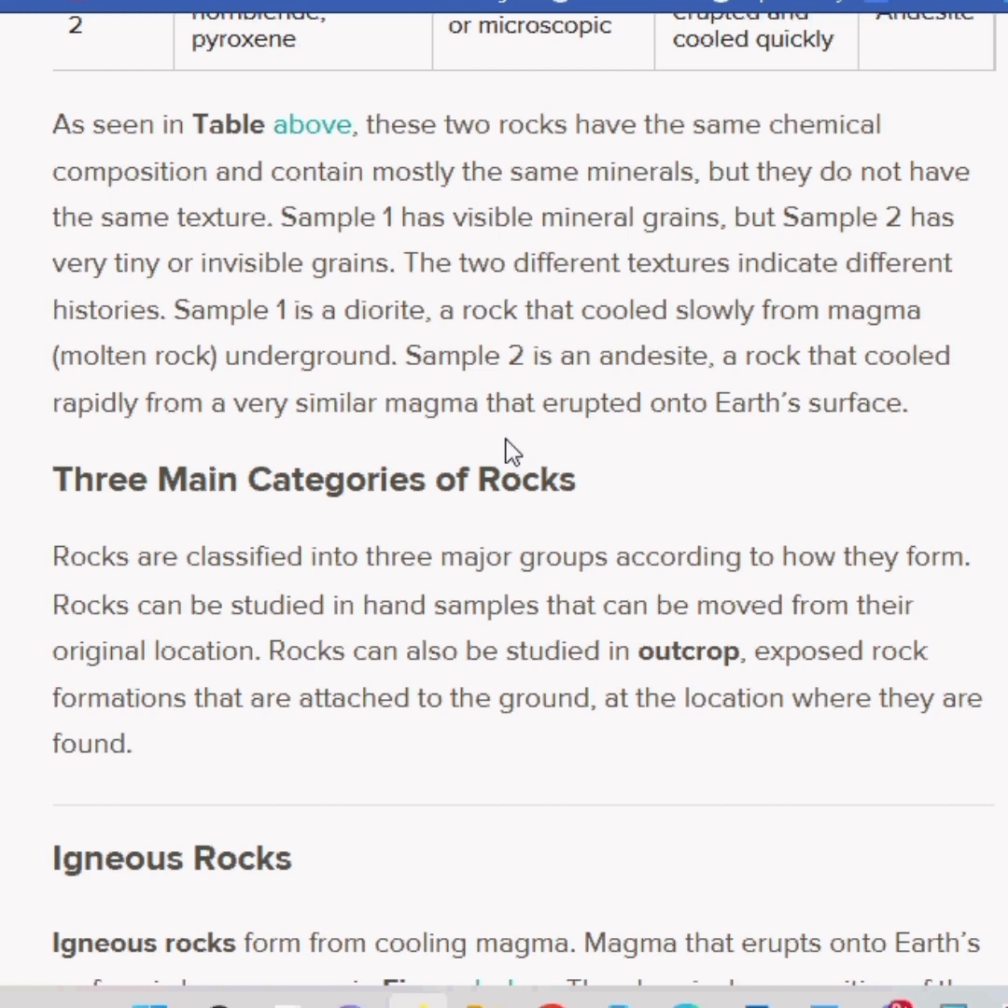The two different textures indicate different histories. Sample 1 is a diorite, a rock that cooled slowly from magma or molten rock underground. Sample 2 is an andesite, a rock that cooled rapidly from a very similar magma that erupted into Earth's surface.